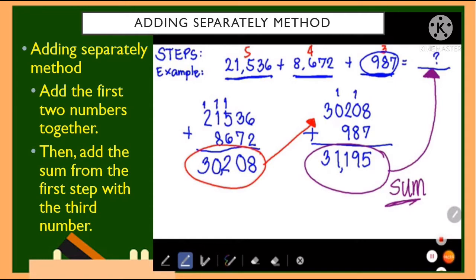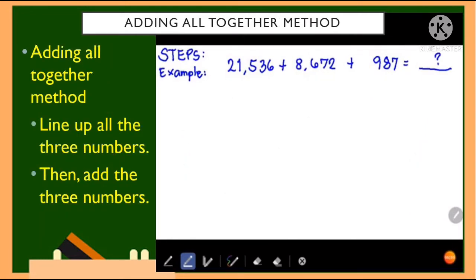Our second method is about this. Adding all together method. From the word itself, we will add all the numbers. Okay? So these are the steps. Line up all the numbers, then add the numbers. As simple as that. So let us listen to JP number 2 again. It's because he will explain again how to use this method. Alright? So listen well.